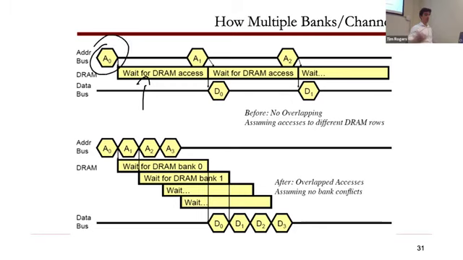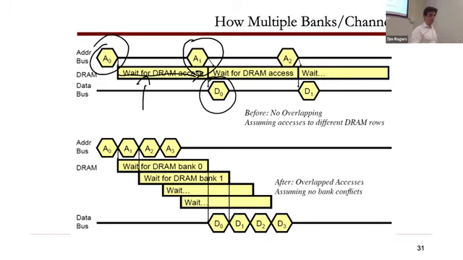So first we send the address. So our bus is limited. We can only send one address at a time. So we send the address of the row we want on the bank. And then we have to wait for that to sort of finish. And then we finally spit out the data. Then we send the next address for the next bank and what have you.